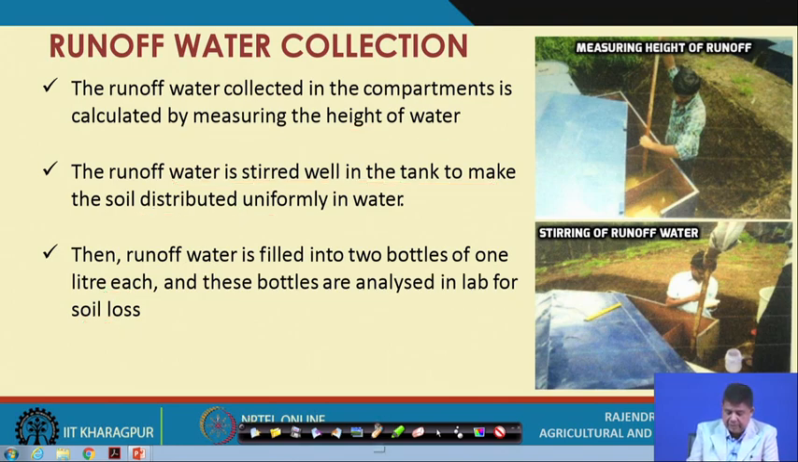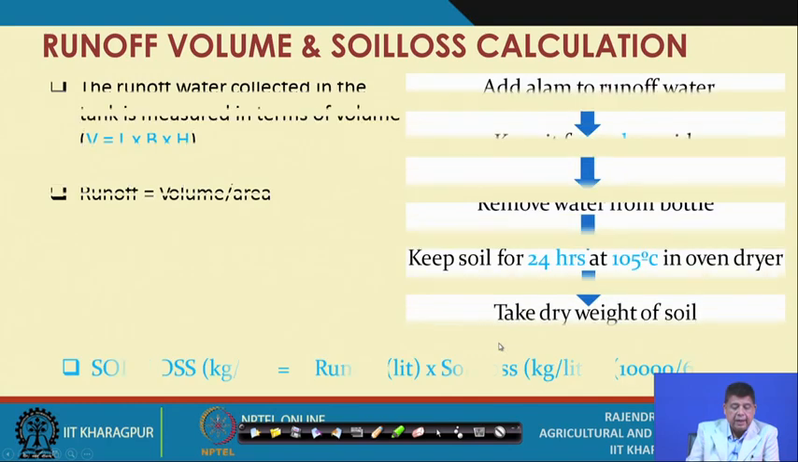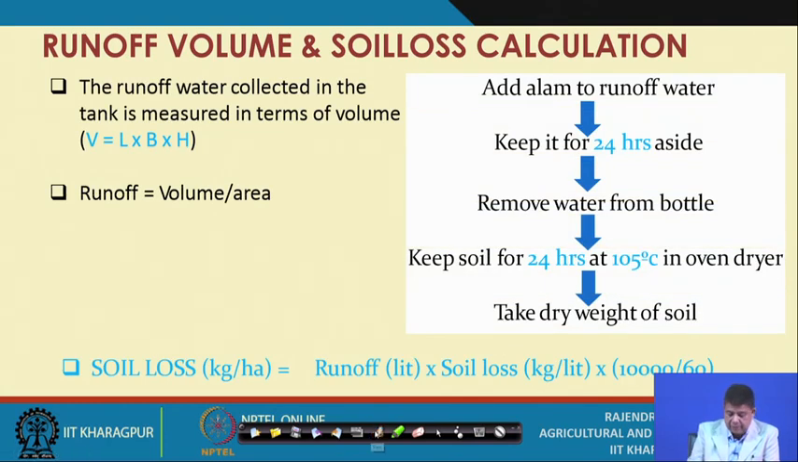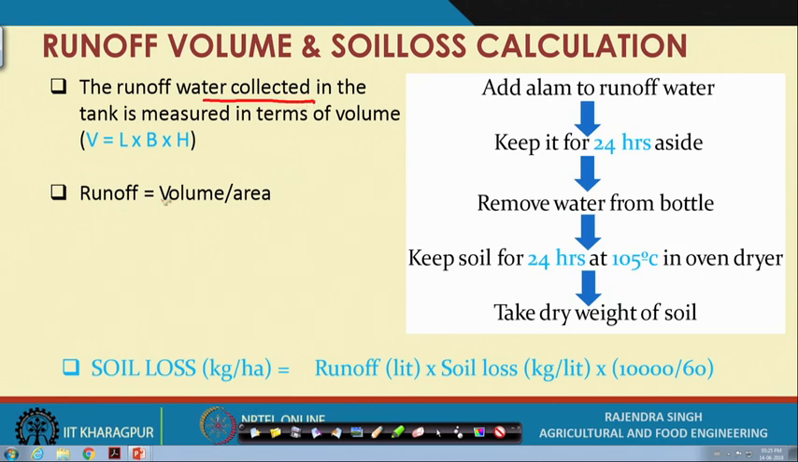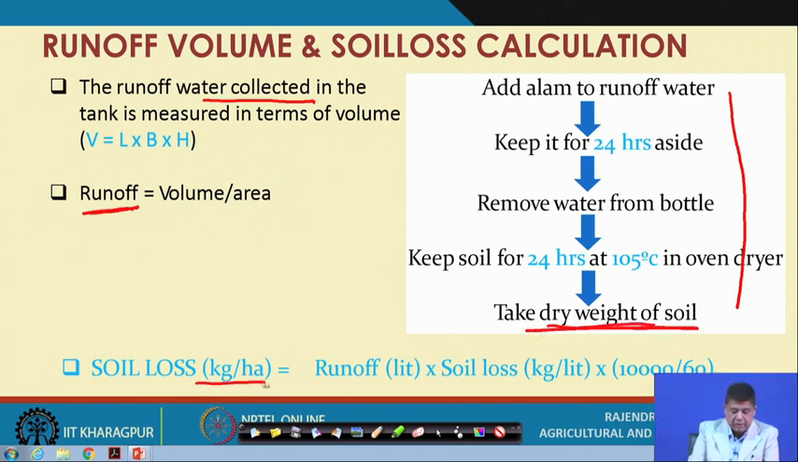So, soil loss measurement is done in laboratory conditions, and once we know the total runoff volume and the area, the magnitude of runoff is calculated. Then, under laboratory conditions, we can find out the total dry weight of the soil collected in the samples, and the soil loss can be estimated in kg per hectare. So, runoff in liters, soil loss in kg per liter, and for area, we can always use conversion of units.